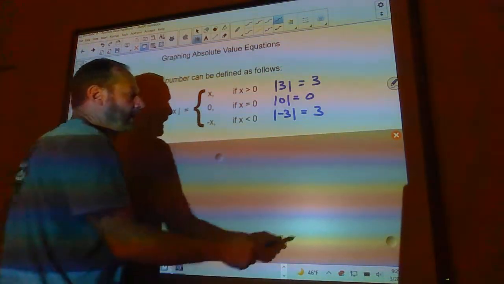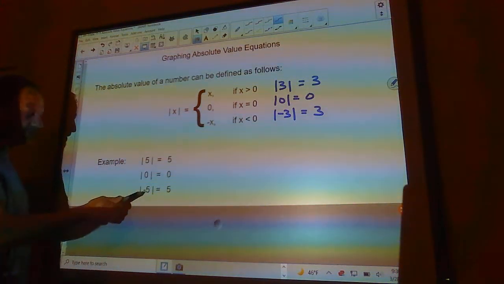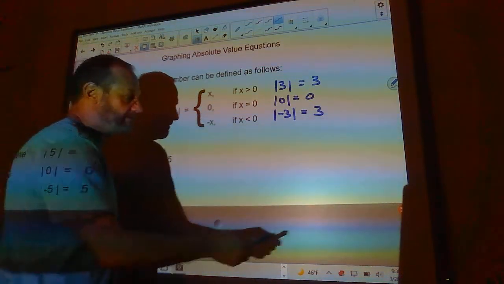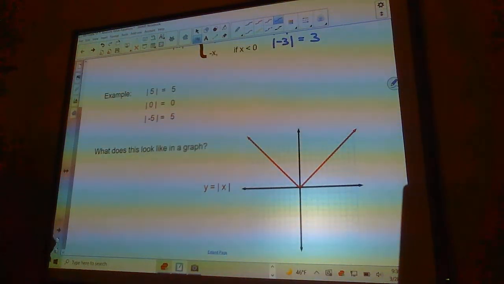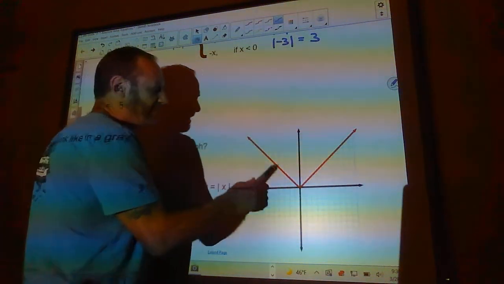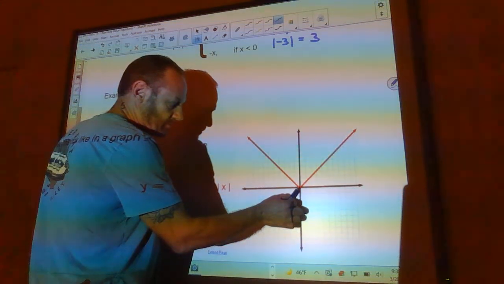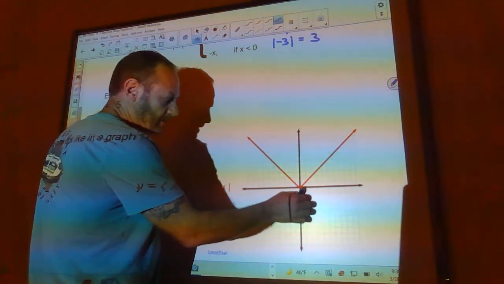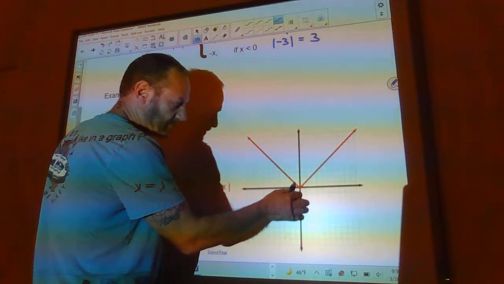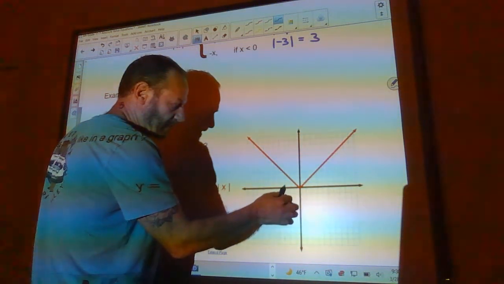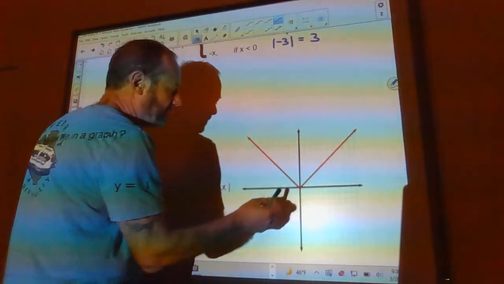So basically what you're doing is taking whatever number is inside the absolute value and making it positive. Absolute value of 5 is 5, absolute value of 0 is 0, absolute value of negative 5 is positive 5. Now, what does it look like if you graph it? Well, an absolute value equation always looks like a V. If you think about it, the absolute value of 0: x is 0, y is 0. The absolute value of 1 is 1, of 2 is 2, of 3 is 3, the absolute value of negative 1 is 1, negative 2 is 2, negative 3 is 3, and so on. So you get this nice V shape.